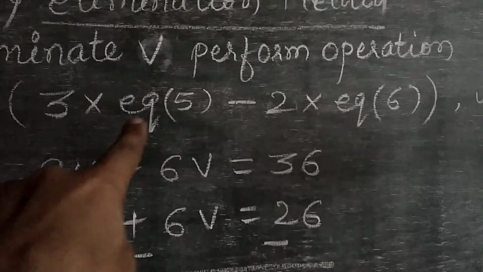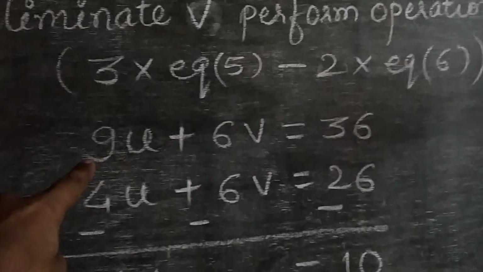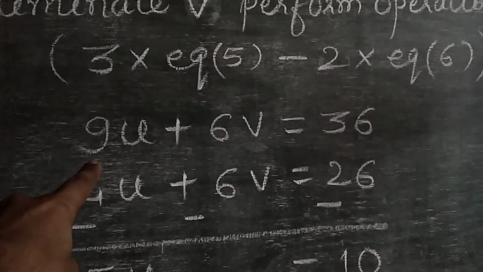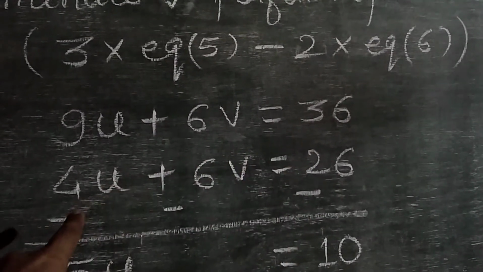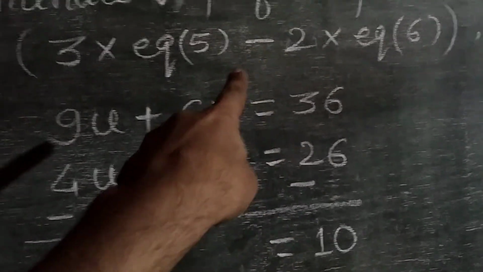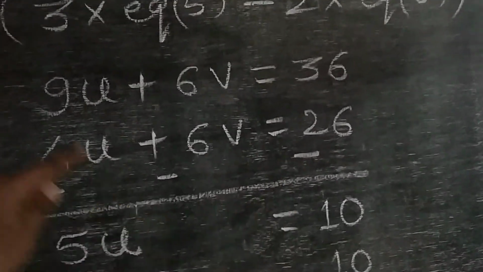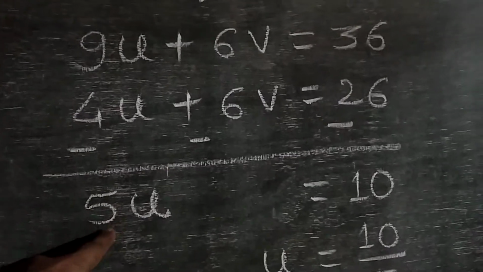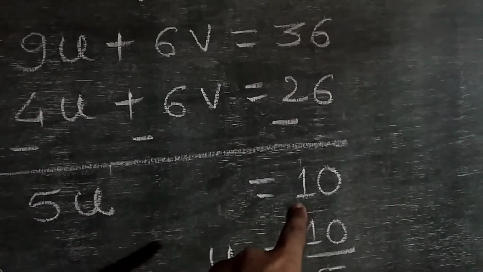To eliminate v from these equations, we are performing this operation: 3 into equation 5 minus 2 into equation 6. On multiplying equation 5 by 3, we get 9u plus 6v equal to 36, and equation 6 by 2 we get 4u plus 6v equal to 26, and we are subtracting both the equations. That's why we change the signs: minus, minus and minus. 9u minus 4u becomes 5u. 6v minus 6v cancels, and 36 minus 26 becomes 10.